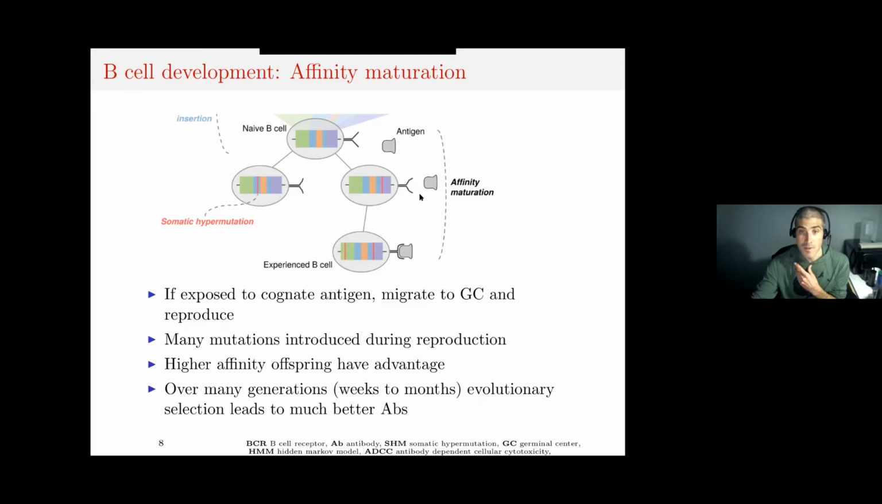So since this one fits a little better, it goes on to have another offspring that has another mutation here that changes the antibody, or the BCR, to fit the antigen even better. And if we decartoonify this picture, there's of course many more B cells and a much longer process over weeks or months. But still, at the end of this process, you end up with antibodies that are typically, or at least a lot of the time, several orders of magnitude higher affinity than the original antibodies.